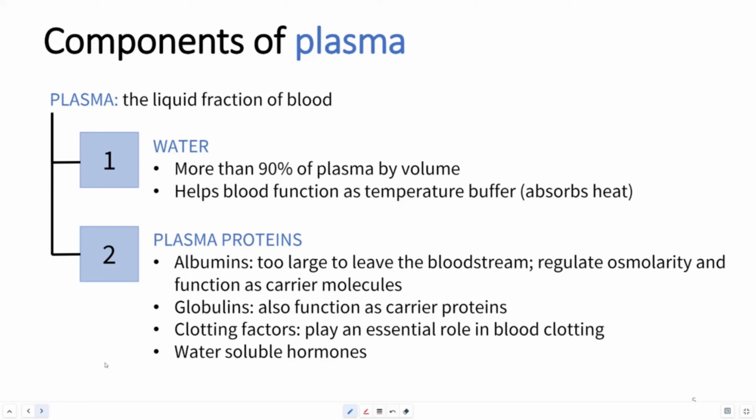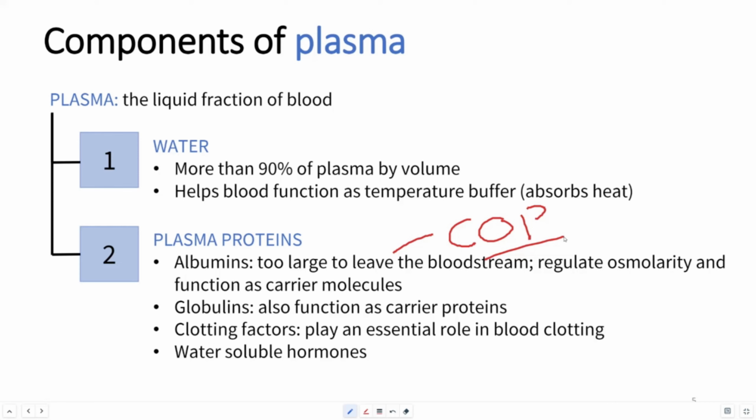Inside the plasma, we're going to have water, which is more than 90% of plasma by volume, helps maintain the temperature, and helps buffer and absorb any heat. And the remainder is going to be plasma protein. The blood colloid consists of plasma proteins called albumin, globulin, and fibrinogen. And there are also some regulatory proteins like enzymes and hormones inside the plasma. The albumin maintains the colloid osmotic pressure, also known as COP for short. That is a pressure exerted by the plasma proteins to draw fluid into the blood. Therefore, it prevents any kind of excess fluid buildup between the capillaries and the interstitial fluid.